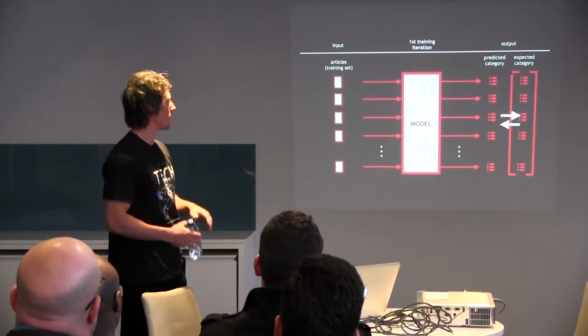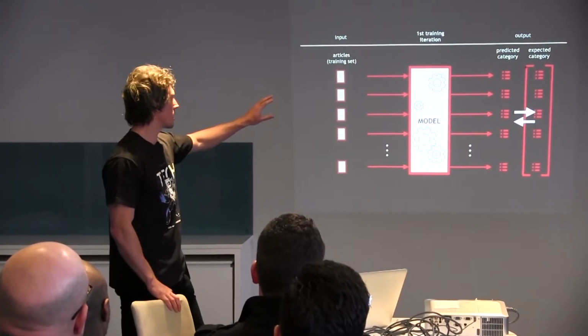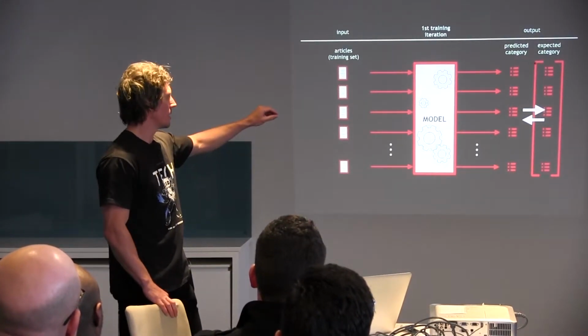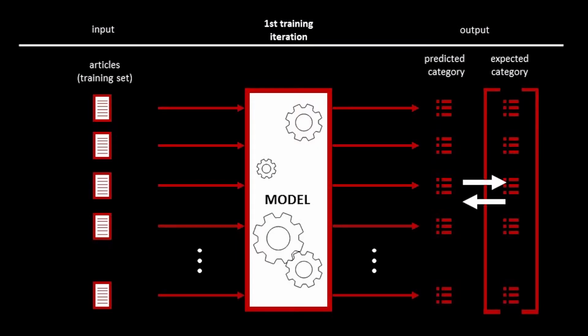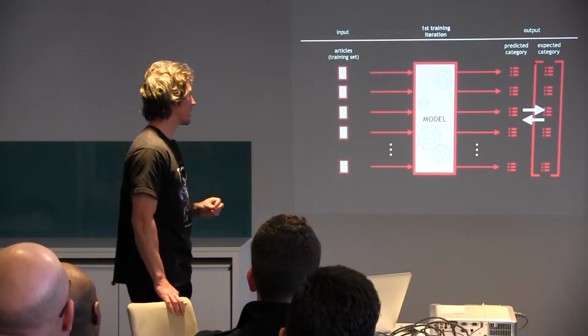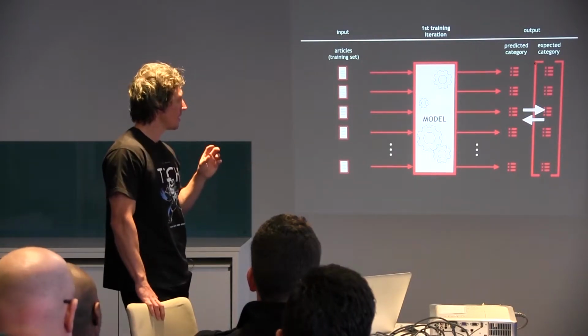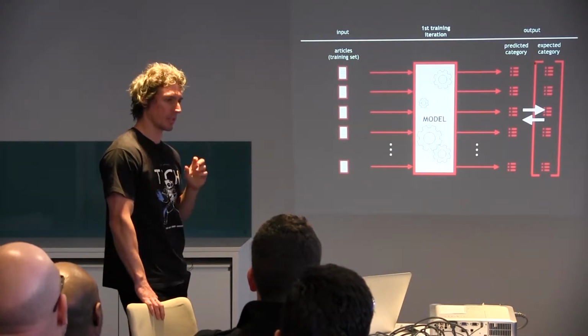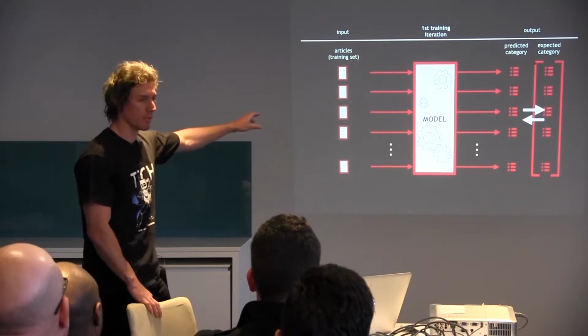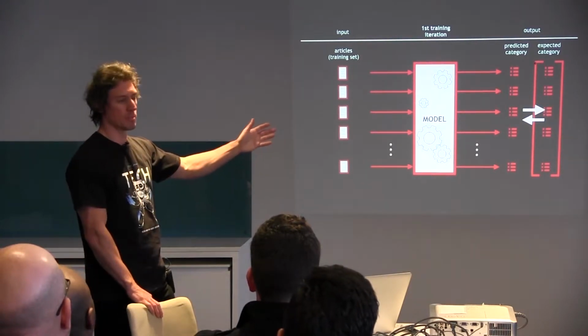So since we've already given the model the expected category, it can now compare it to the category that it predicted. So like I said, obviously the accuracy won't be very high. So that's where the learning algorithm comes in. So there's a little learning algorithm that tweaks the inner workings of the model to improve accuracy.